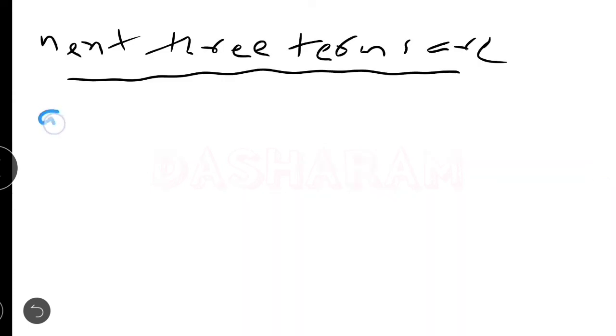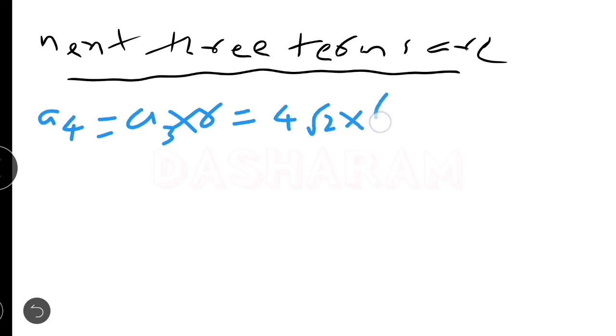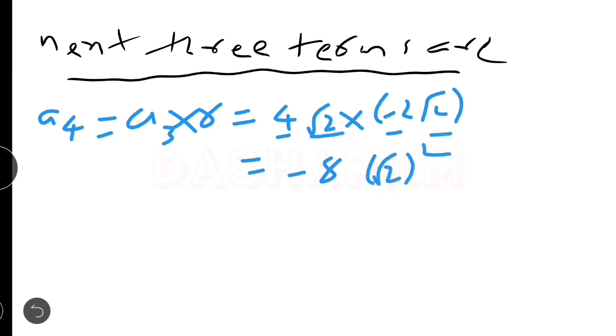Here A4 equals the previous term A3 multiplied by the common ratio. A3 is 4 root 2 and the common ratio is minus 2 root 2. So 4 root 2 into minus 2 root 2. Here 4 into minus 2 is minus 8. Root 2 into root 2 is root 2 square, so the square root cancels with the square, giving 2. Minus 8 into 2 is minus 16.